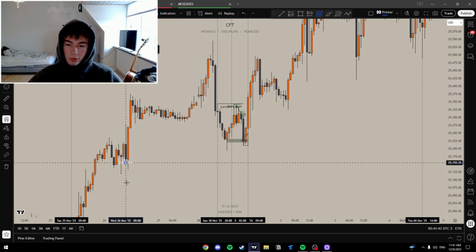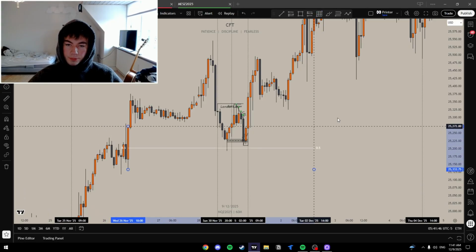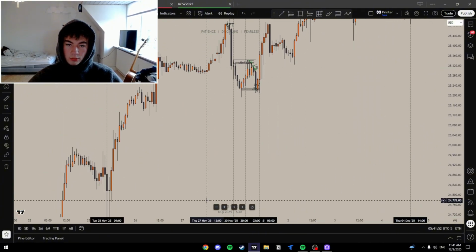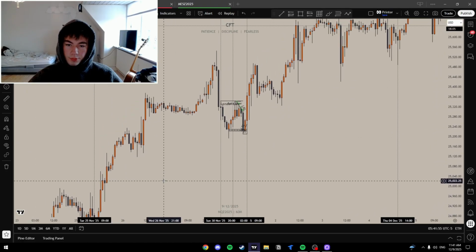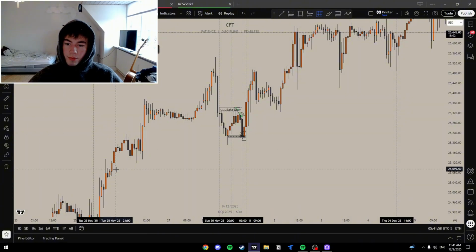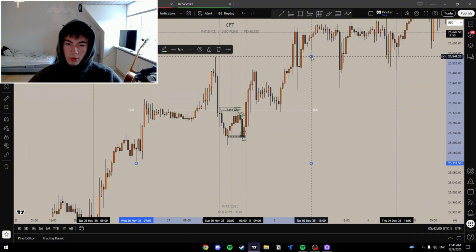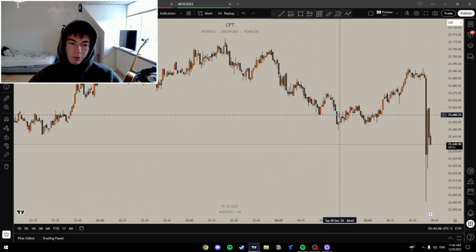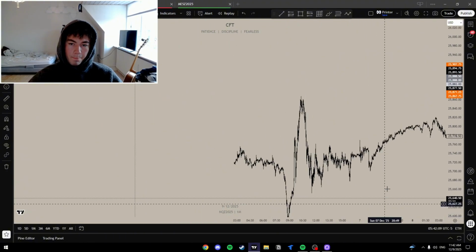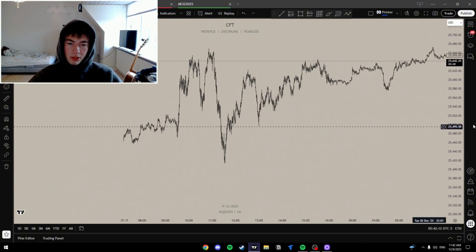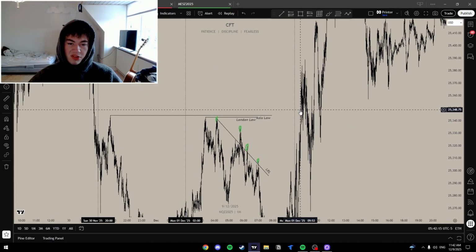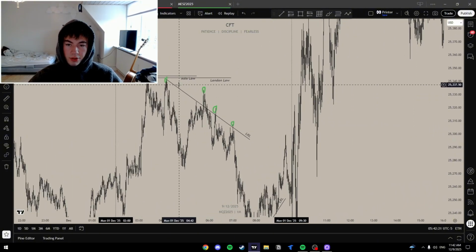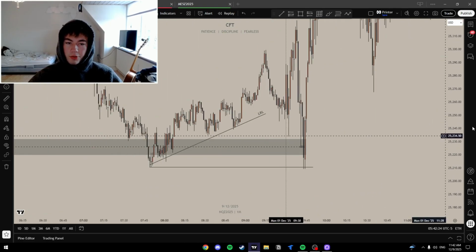And we tapped equilibrium of this range. Perfectly fine as well. But the most important part here is the draw on liquidity when looking for reversal models. We need to have a clear draw on liquidity. It can either be session highs, it can be previous day high, it can be London high. I always said that it can be low resistance liquidity, it can be everything.